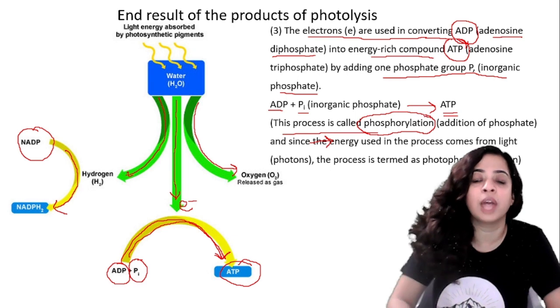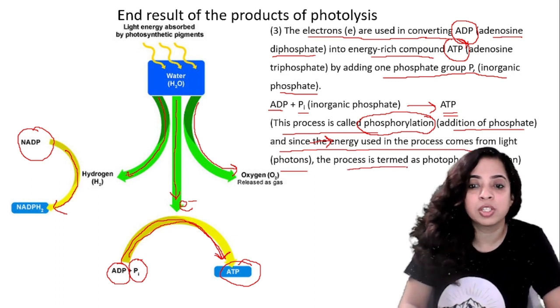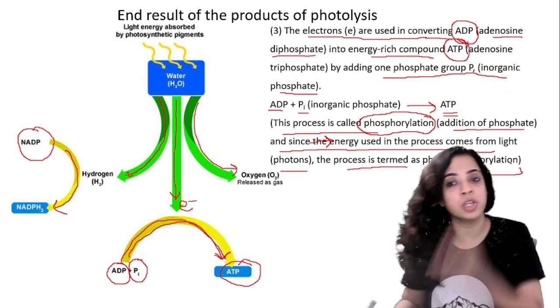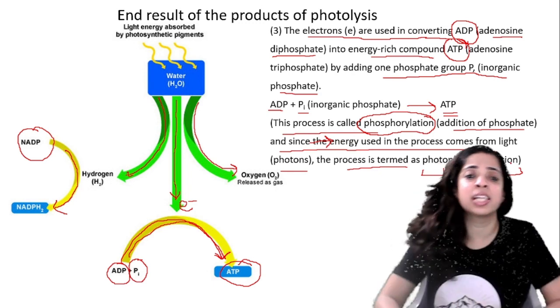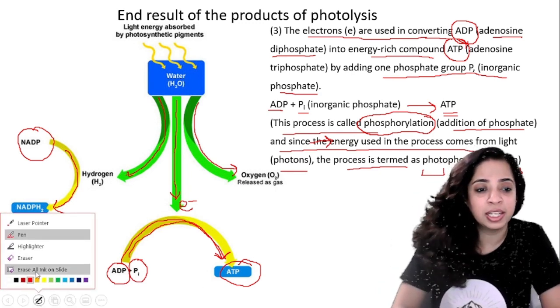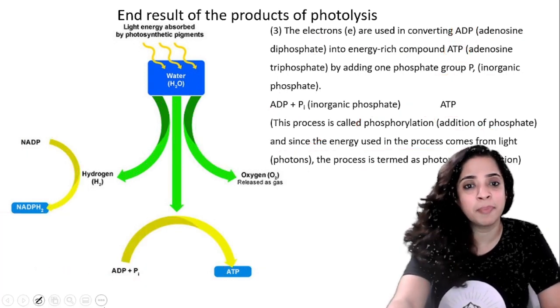phosphorylation. Phosphorylation, that is addition of phosphate, and since the energy used in the process comes from light, that is photons, the process is termed as photophosphorylation. Phosphorylation is addition of phosphate, and since it takes place in the presence of light, it is known as photophosphorylation. Is this third step clear?